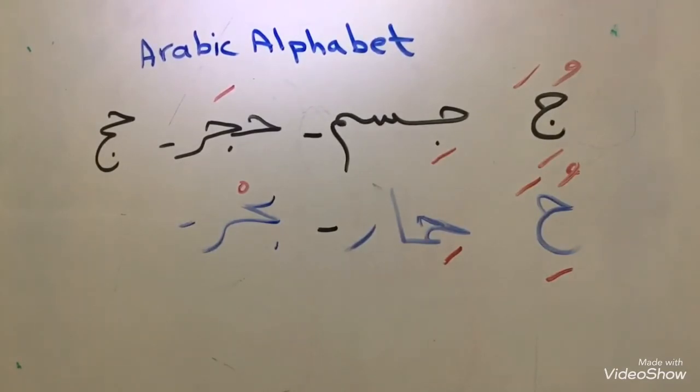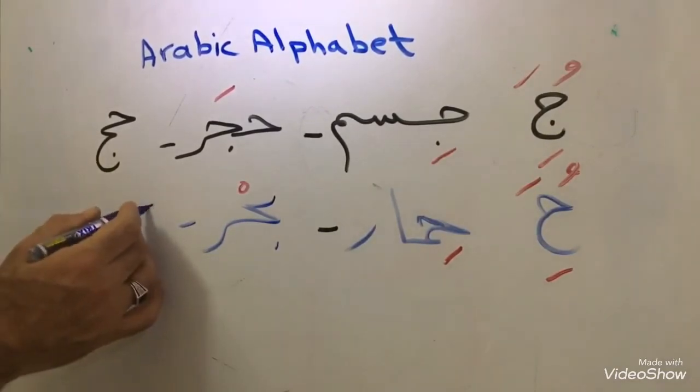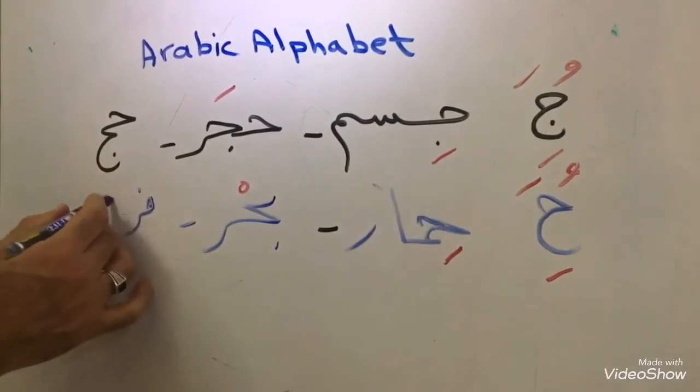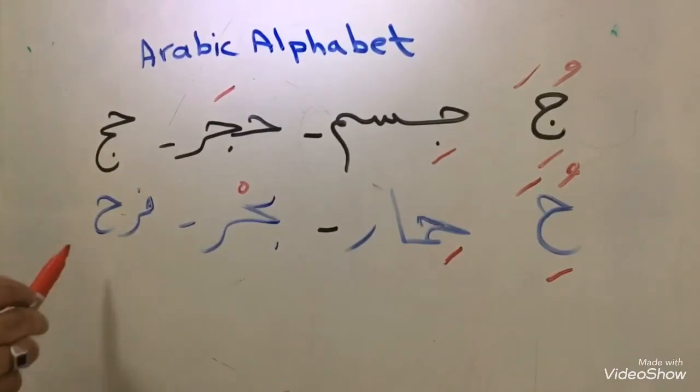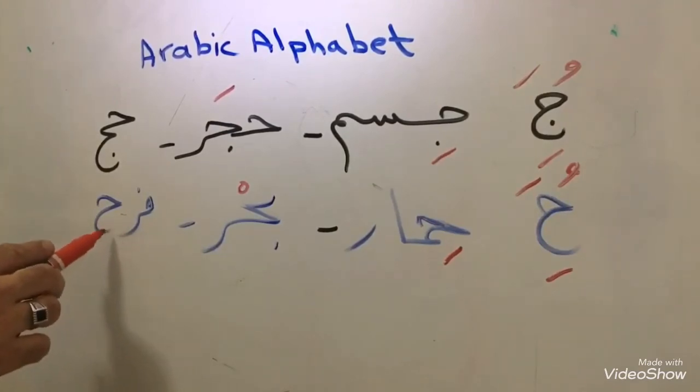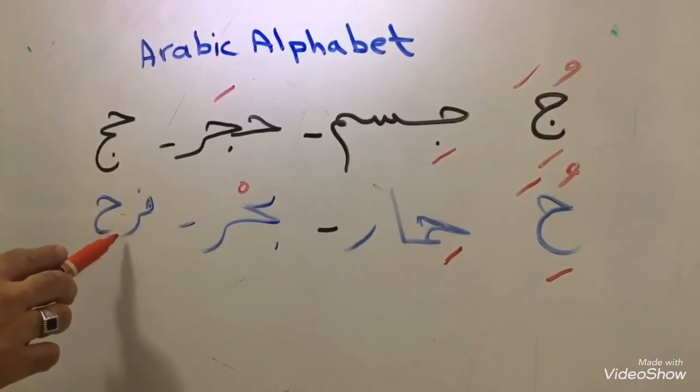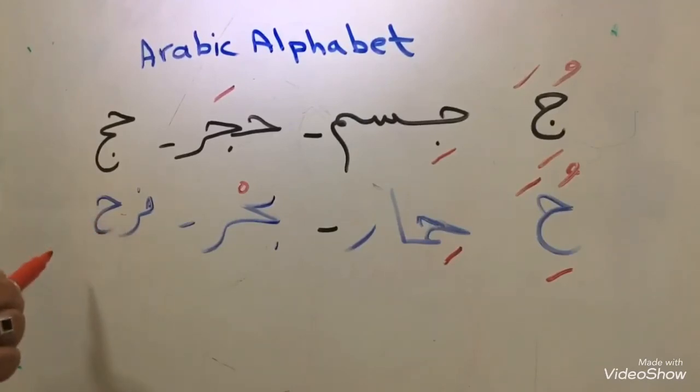At the end, we have Farah. Usually we stop at the end of the word by Sukoon. So we say Farah. Ha comes after Ra. Ra, we will see, can't be joined with the letter after. Farah means happiness.